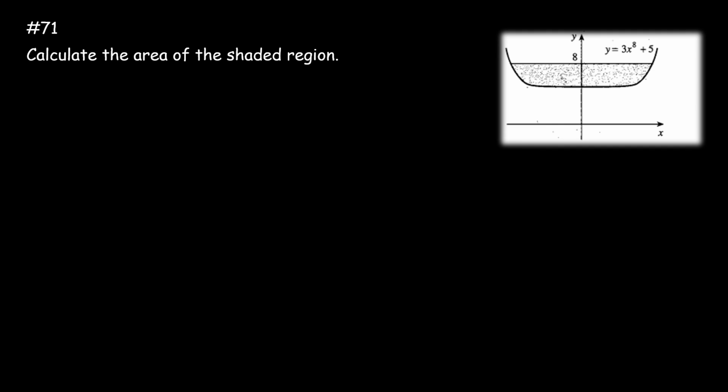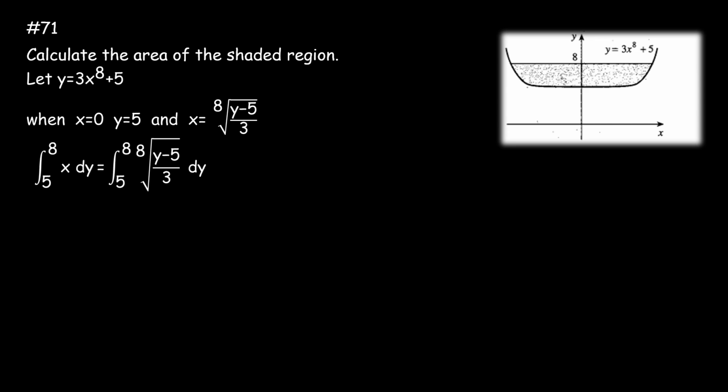We let y be the function, which is already what we have. Now when x is equal to 0, y is equal to 5, right? And now x is equal to the 8th root, pardon me, of (y minus 5) over 3. So I'm trying to integrate the function with respect to y, which means I need to change the function to make x the subject, right? So this will be the integral of x dy, like I mentioned, from 5 to 8 of the 8th root of (y minus 5) over 3.